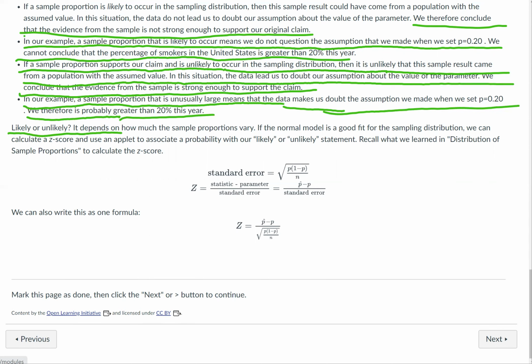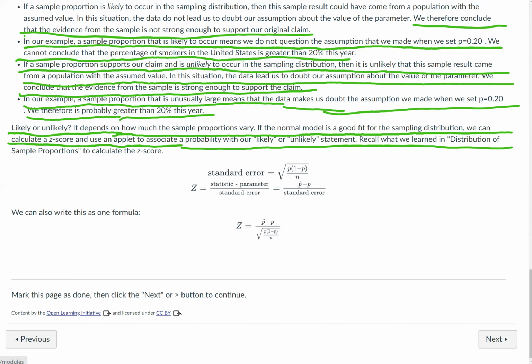Likely or unlikely depends on how much the sample proportions vary. If the normal model is a good fit for the sampling distribution, we can calculate a z-score and use an applet to associate a probability with our likely and unlikely statements. Recall what we learned in the distribution of sample proportions to calculate a z-score.